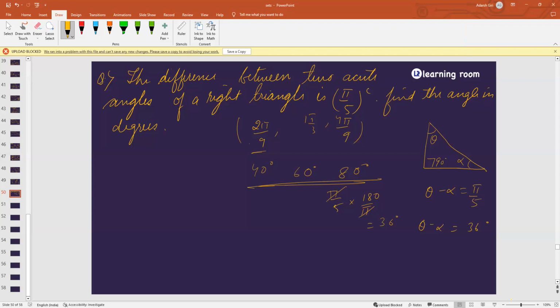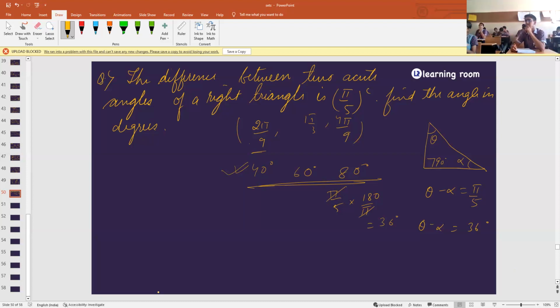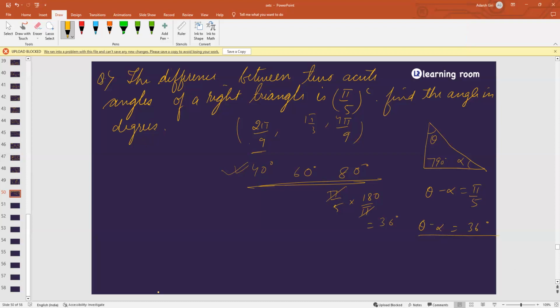Yeah. 64 degree and 26 degree there. No, I have told you the answer. This is the answer. See, this is one equation. Did you understand this? Yes or no? Yes, sir. This and other equation which we can form is that, can we say that theta plus alpha plus 90 will be equals to 180 degrees? So from there, theta plus alpha should be equals to 90 degrees. Two equations, two variables, we formed it.